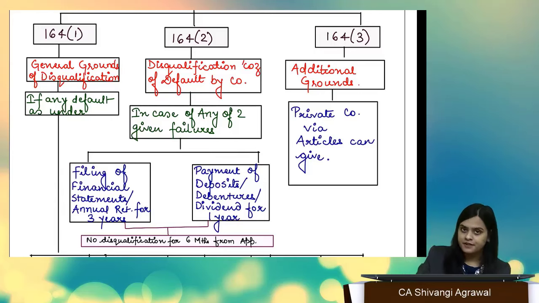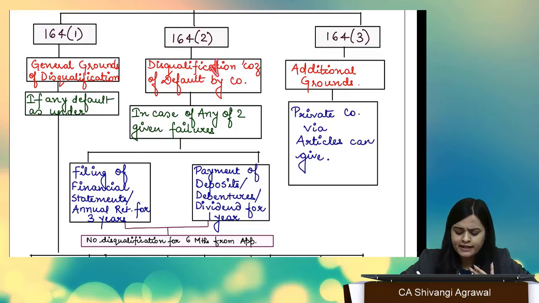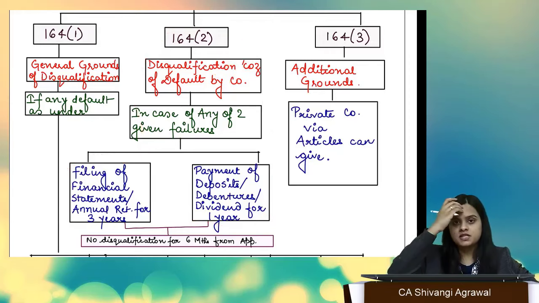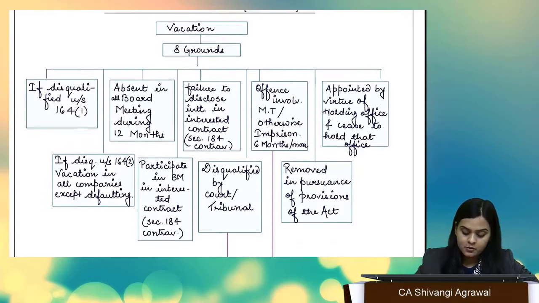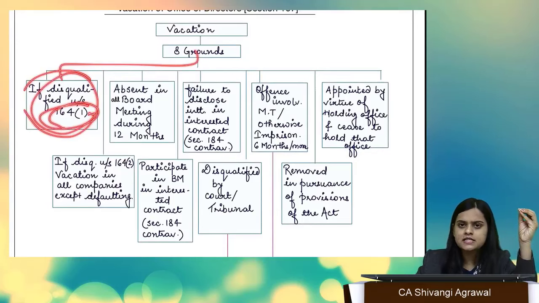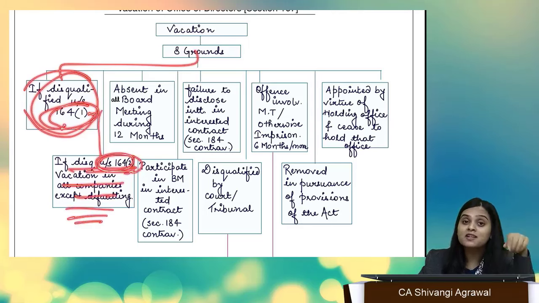That means if I want to be appointed in some other company, I cannot be appointed. And ma'am, do you have to vacate office from this company also? No. This is the catch over here. Not from this company. See, vacation has 8 grounds. If a director is disqualified under any of the grounds of section 164(1), he vacates the office. If you are disqualified under section 164(2), then also you vacate the office, but not from the defaulting company.